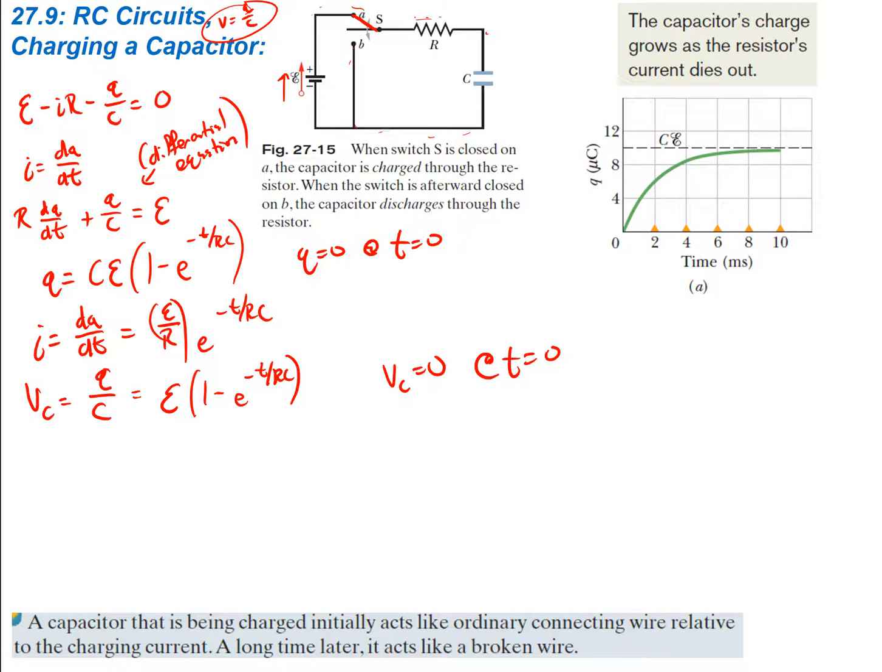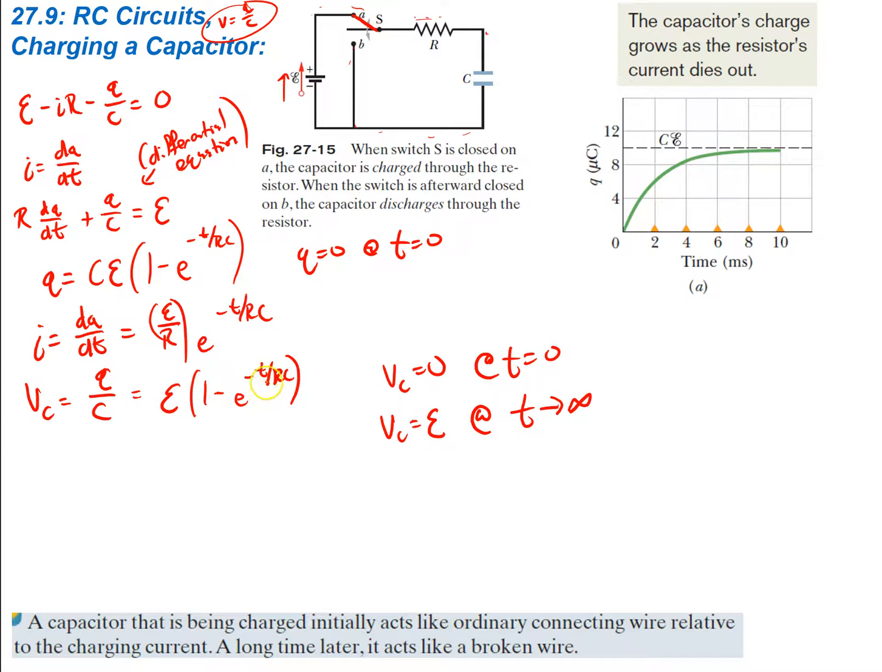Now, at t is equal to infinity, we would also expect that the voltage be what the EMF is, right? Because you have this EMF source here, it's going to create a potential across the capacitor at the full value of the EMF. So VC should equal the EMF as t goes to infinity.